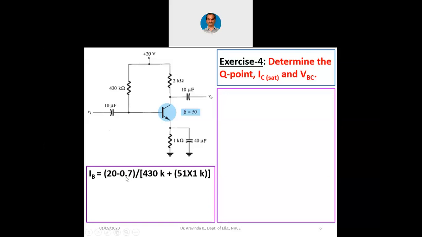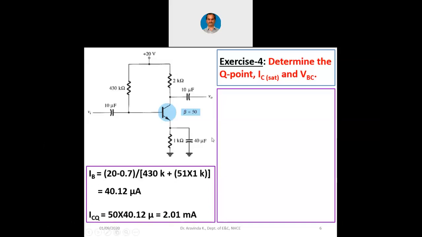IB is (20 minus 0.7) divided by (430K plus 51 into 1K). That is VCC minus VBE divided by RB plus (1 plus beta) into RE, where 1 plus beta is 51 because beta is 50. So the answer is 40.12 microamperes. Who all have got it? Yes, Sayan has got 44.8 microamperes. A slight difference is there. Maybe your calculator model is slightly different from my calculator model. Anyway, fine. Now, you forgot beta.